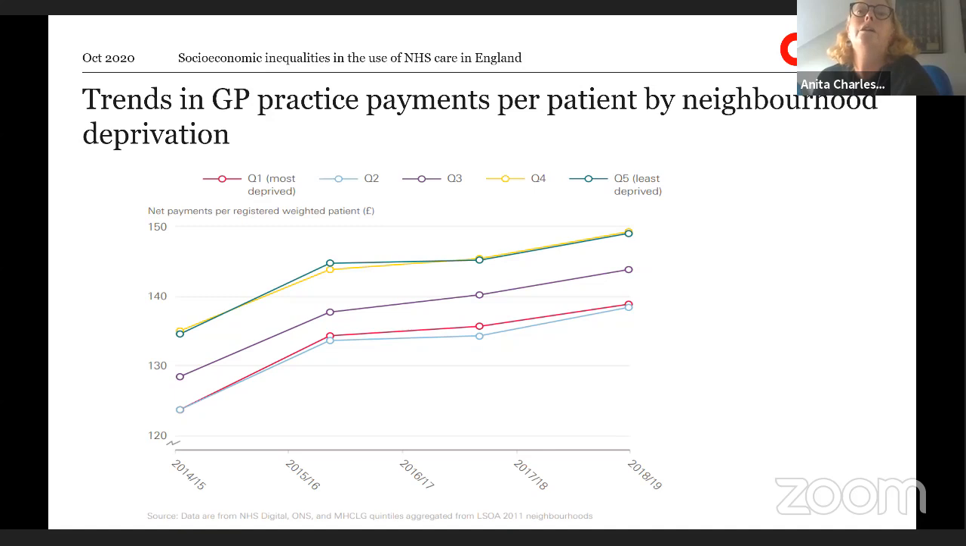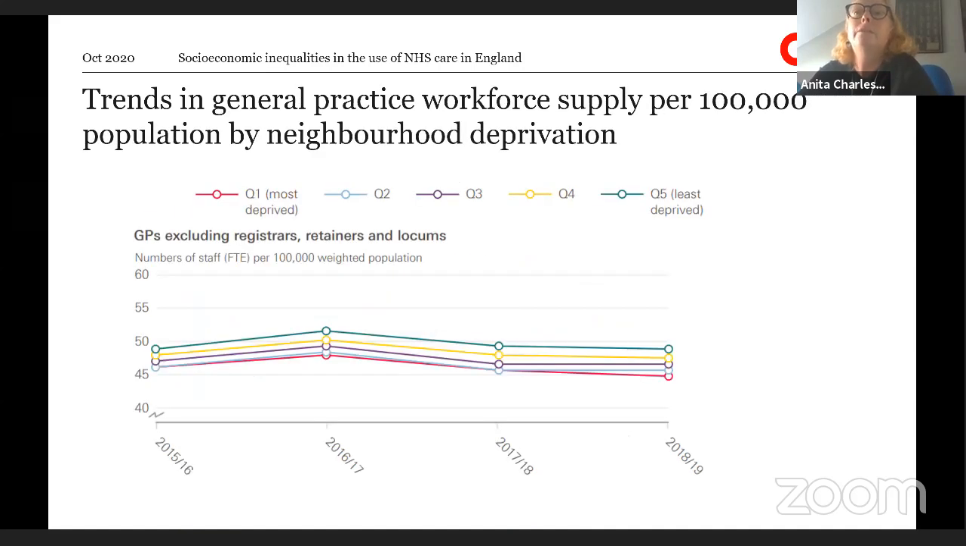So this first chart shows you, here we've grouped geographical areas, lower super output areas, so that's communities of about 5,000 people, I think. We've grouped those from the most deprived, which is the red line, to the least deprived, which is the bluey-green line. And what you see here is that when we look at payments to general practice per patient by deprivation, GPs in least deprived areas receive more funding. So that's the opposite, I think, of what you would expect based on what Ben was talking about.